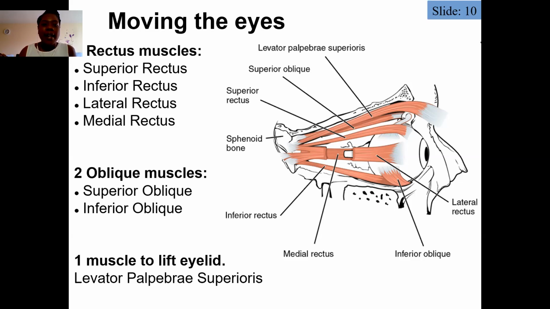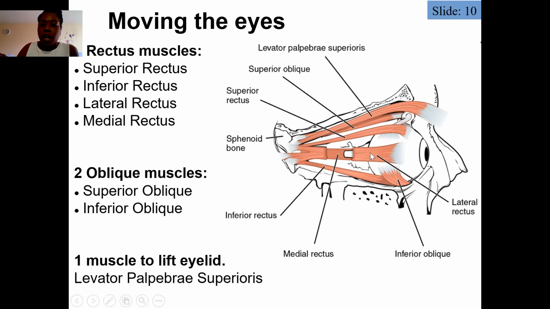So we've got 4 rectus muscles, and the word rectus means straight. That's going to be really important in distinguishing these muscles from the oblique muscles, right? Oblique is going to mean at an angle or slanted or not quite straight. So the 4 rectus muscles are the superior rectus, which is on top of the eyeball. So here we go, superior rectus. We've got inferior rectus, which is on the bottom of the eyeball. Again, these are the straight muscles located in these regions.